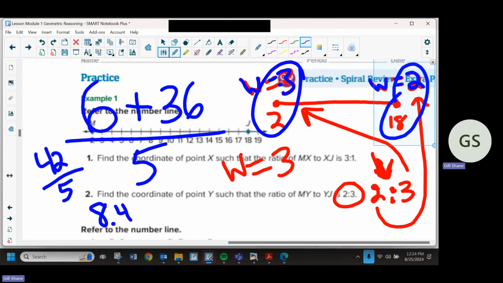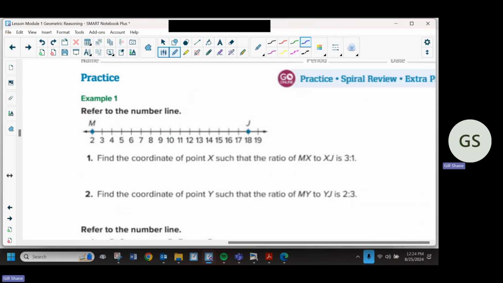Just remember that's the answer because I'm going to erase everything. If you need to go back, you can. So the answer would be somewhere right there at 8.4.